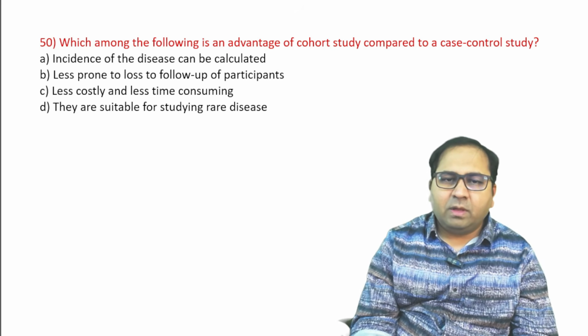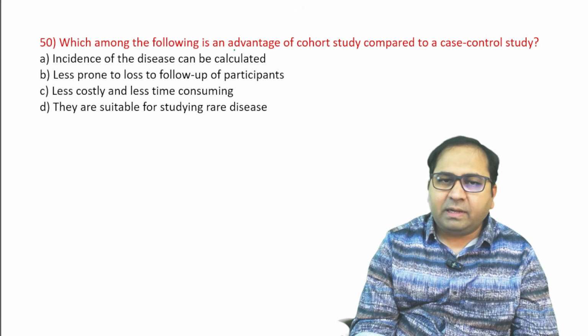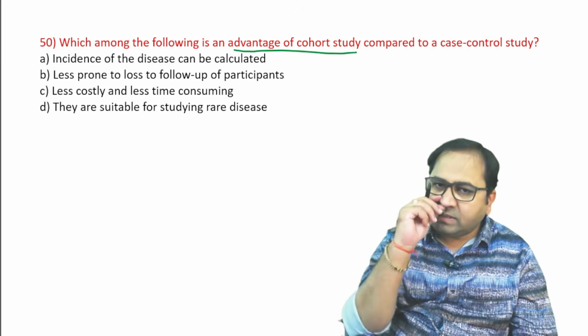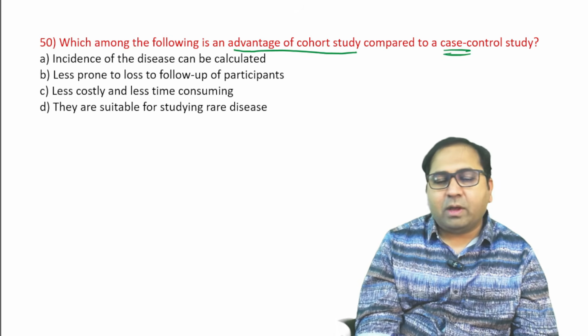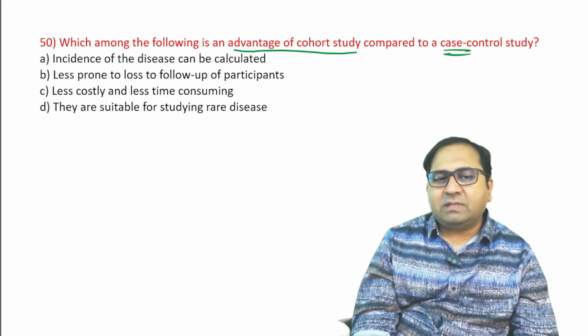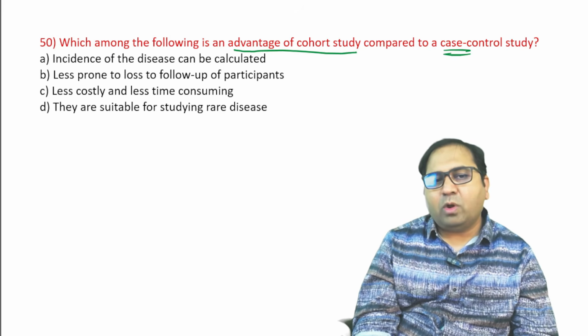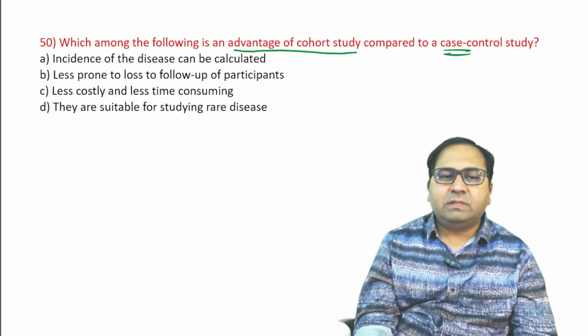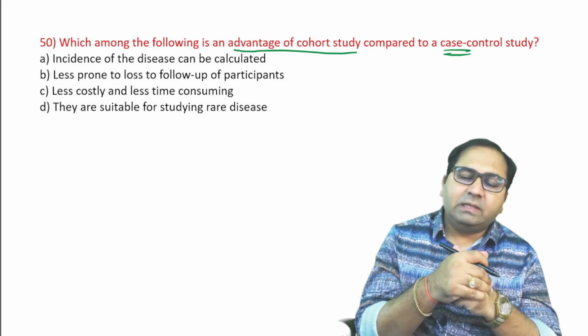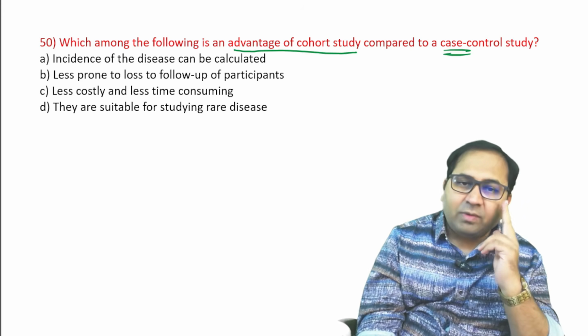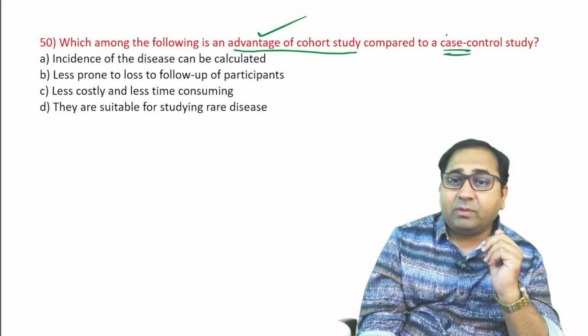Then last question, which among the following is an advantage of cohort study compared to a case control study? Cohort over case control. Options are A, incidence of disease can be calculated, B, less prone to loss to follow up of participants, C, less costly and less time consuming, or D, suitable for studying rare diseases. Which of these is an advantage of cohort study compared to a case control study?